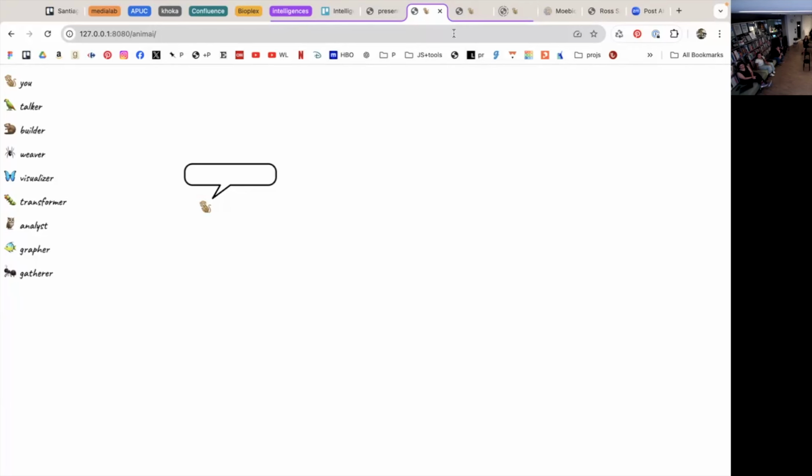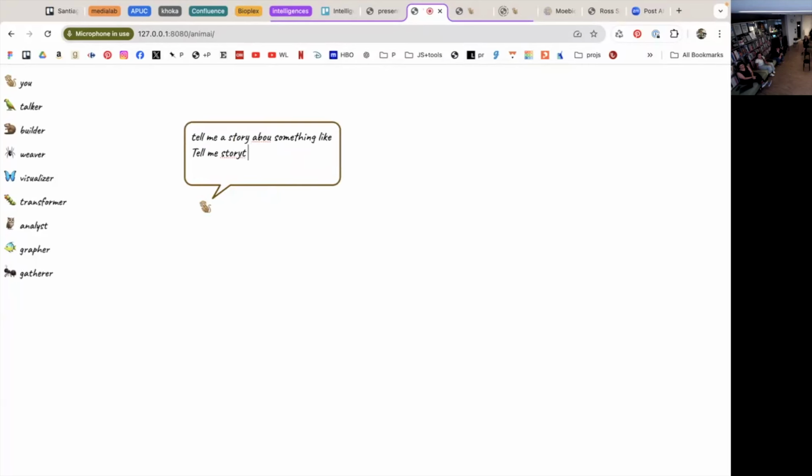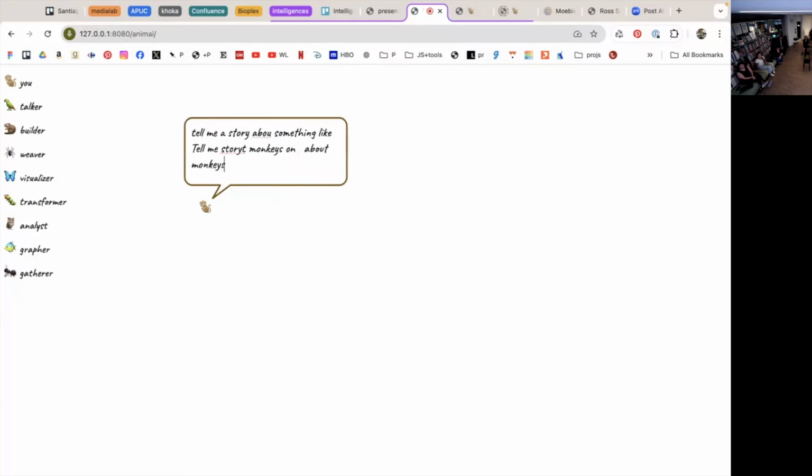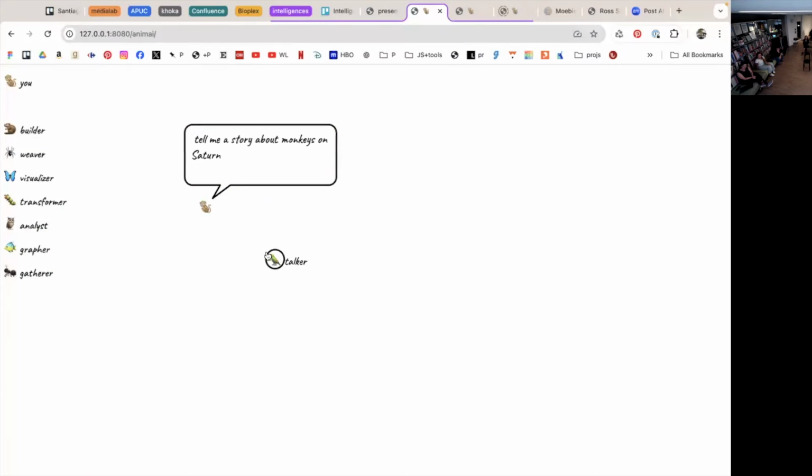The monkey is me. So I can tell something like, tell me a story about monkeys on Saturn. Tell me a story about monkeys on Saturn. So I can use audio. If I place the cursor over here, it activates the microphone. We'll see that.